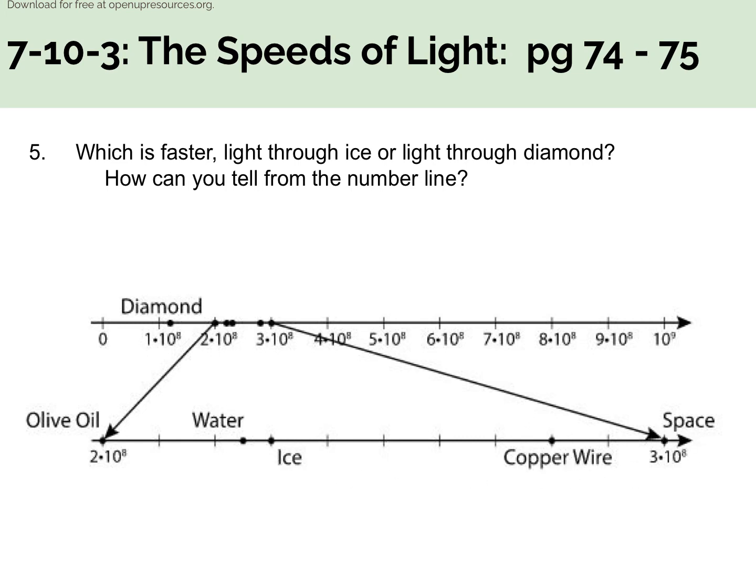So now let's look at number 5. Which is faster, light through ice or light through a diamond? How can you tell from the number line? Let's look at the number line itself and answer that question.